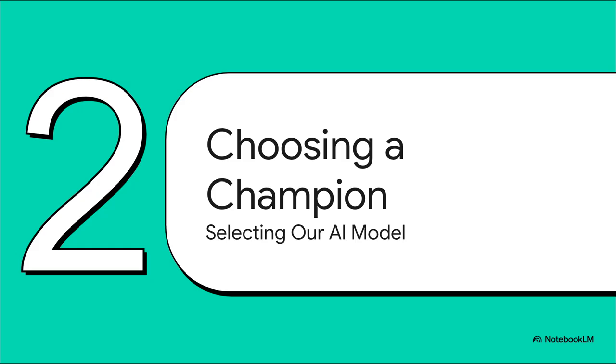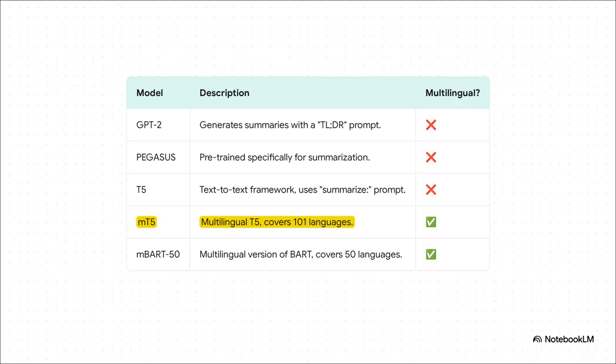Okay, so with our perfectly prepped bilingual training data ready to go, it's time to pick the right brain for the job, the AI model that's actually going to learn how to do the summarizing. Now, there are a lot of amazing models out there. Models like Pegasus and T5 are absolute beasts at summarizing text. But they've got one big problem for our project.